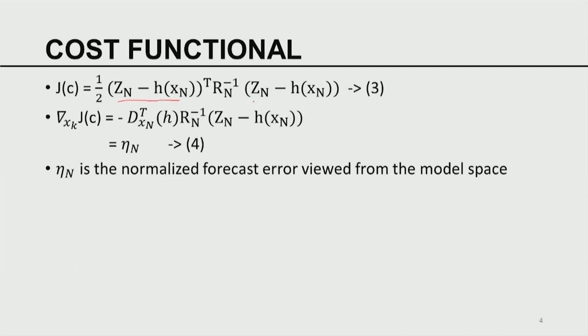This is the forecast error at time n, this is the sum of squared errors weighted by Rn inverse. We have already seen from the Fourier method the derivative of JC with respect to XK is given by this, and we are going to call this eta n. This is related to FFN. I am simply using another term. We could have called it F of capital N as well. So eta n is the normalized forecast error viewed from the model space, which you have already seen.